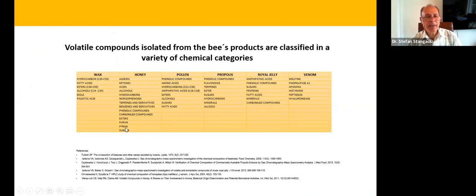And here you see classes of substances which are volatile compounds, volatile families in beeswax, in propolis, in honey, in pollen, royal jelly, venom. Practically every bee product has some volatiles in it. So if it is a fresh bee product, it has more volatiles than an old one, of course. And it was interesting, a study was made in Germany. They wanted to see from which products most of the volatiles in the beehive air come. And most of the volatiles in quantity came from propolis and from beeswax.